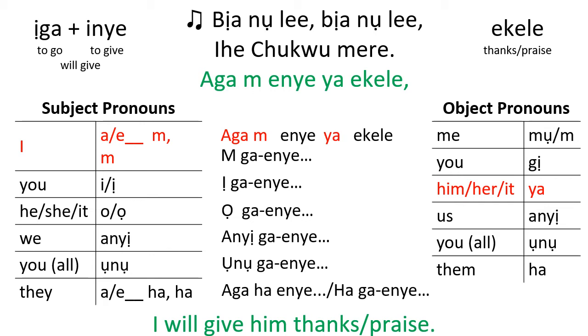Since I've put the other object pronouns here, you can pause the video and practice making more sentences like anyị ga-enye gị ekele. Ọ ga-enye unu ekele, and so on and so forth. You can also replace ekele with any other nouns you know in Igbo like ego, money, and practice the sentence that way. So you can say, aga m enye gị ego. Ọ ga-enye ha ego. Alright, have fun.